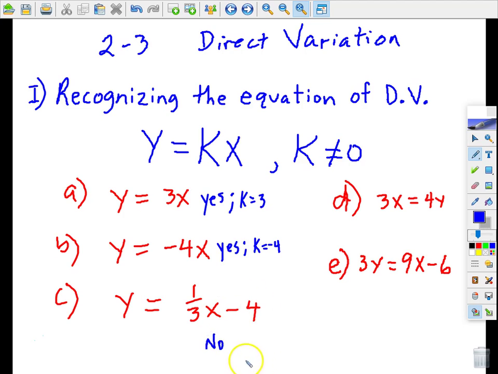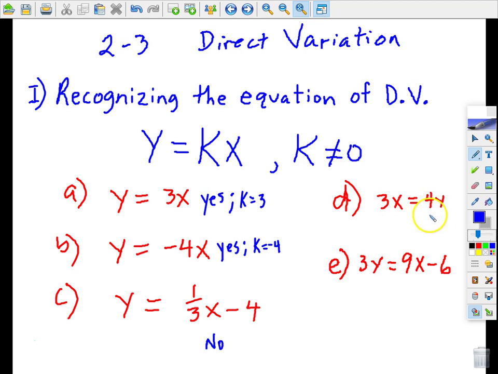So when our equation represents a number not 0, but for K, and a y-intercept that's not 0, we're going to say that it's not direct variation. And if it's not direct variation, then we don't have to worry about finding the constant of variation.